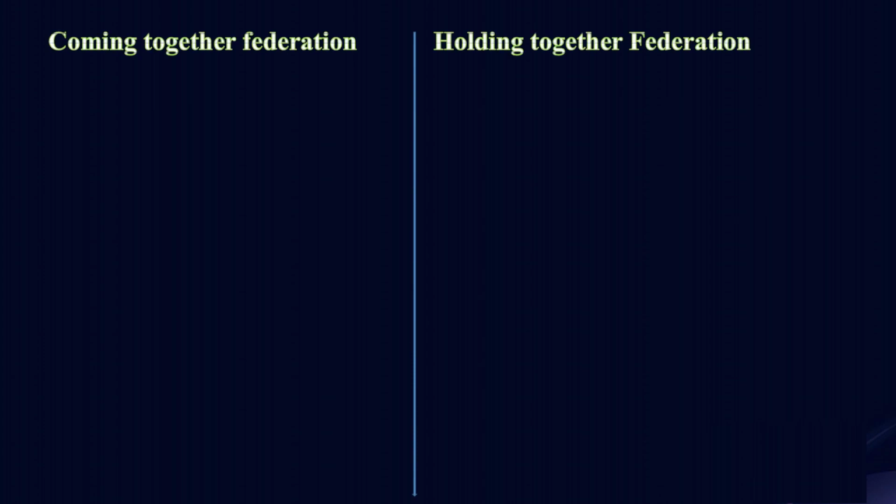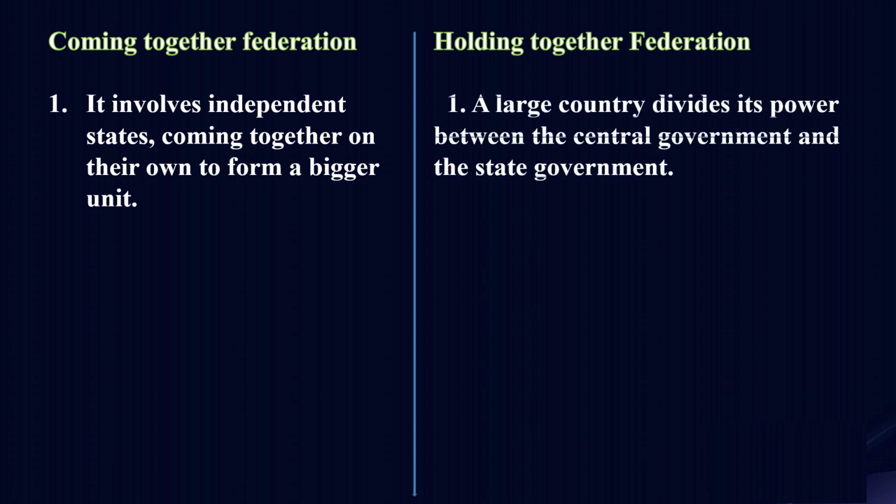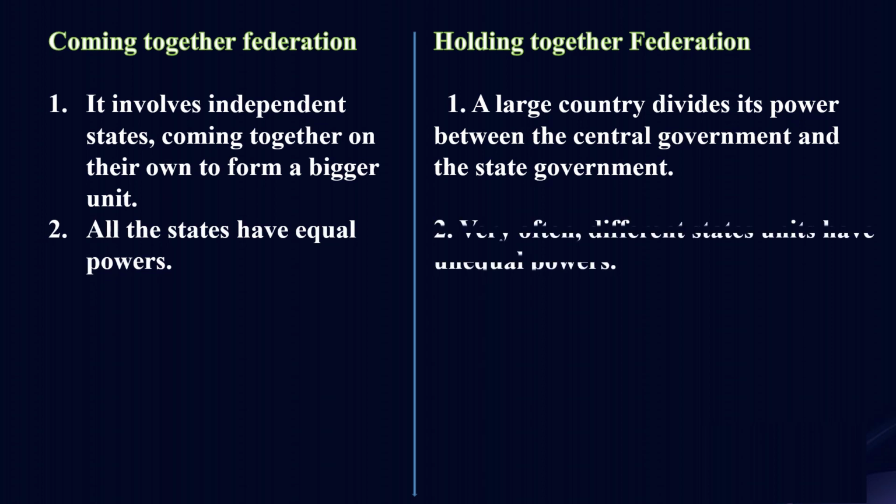Let's make a list of differences between coming together federation and holding together federation. Coming together federation involves independent states coming together on their own to form a bigger unit. Whereas under holding together federation, a large country divides its power between the central government and the state government. Under coming together federation, all the units or all the states have equal power. But under holding together federation, very often the different states have unequal powers.